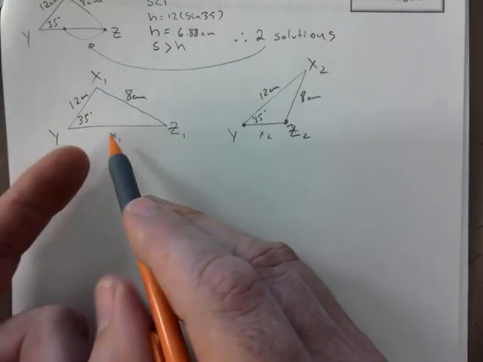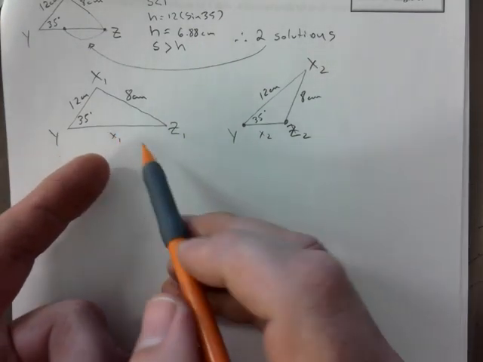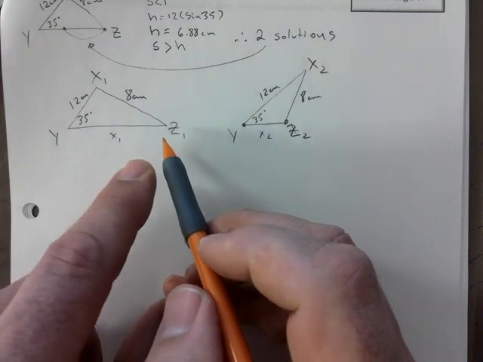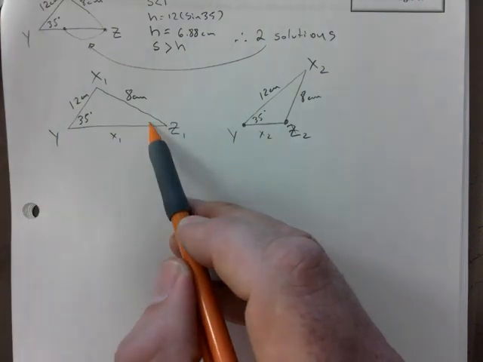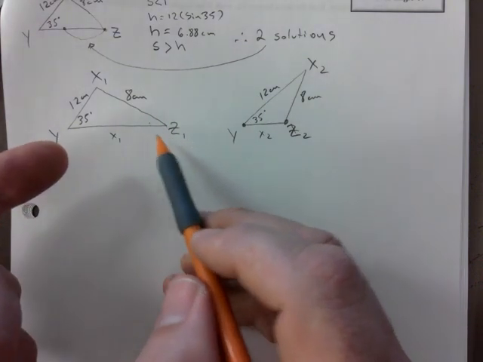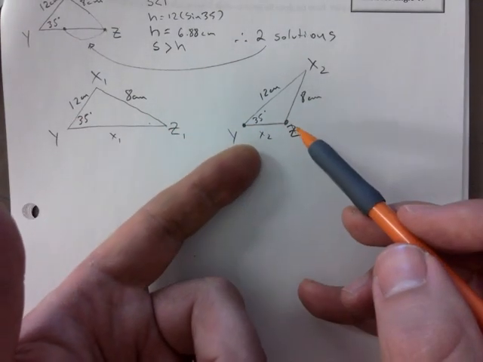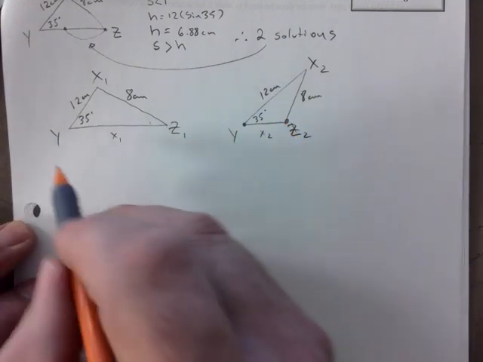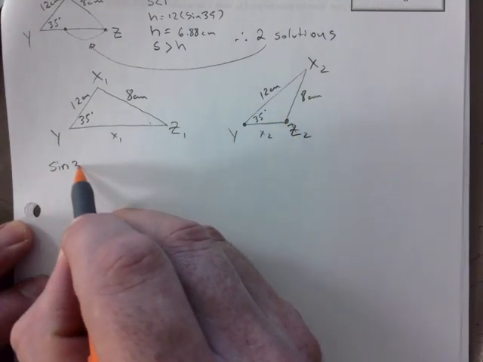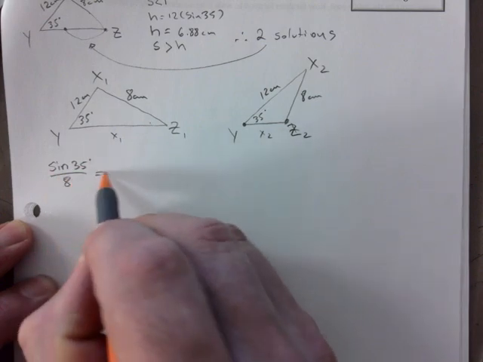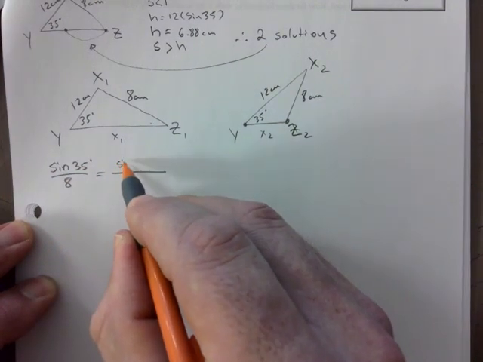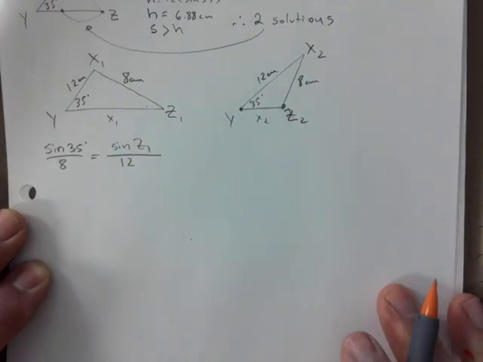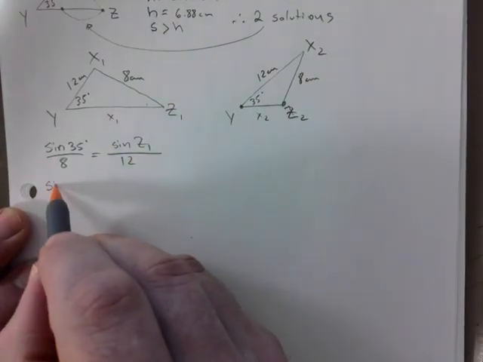Why would I ask you to start with this one? Because automatically sine, which angle does it give you? The acute angle by default. So you won't get that wrong, because sometimes when students start with this one, they miss the fact that this is supposed to be an obtuse angle right there. So I'll just go sine of 35 over 8 equals sine of Z1 over 12. I want you to show me the work, so don't skip that.